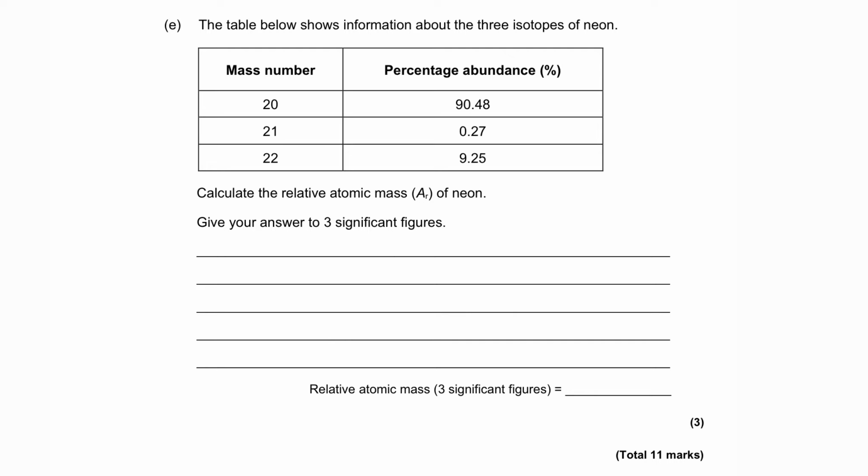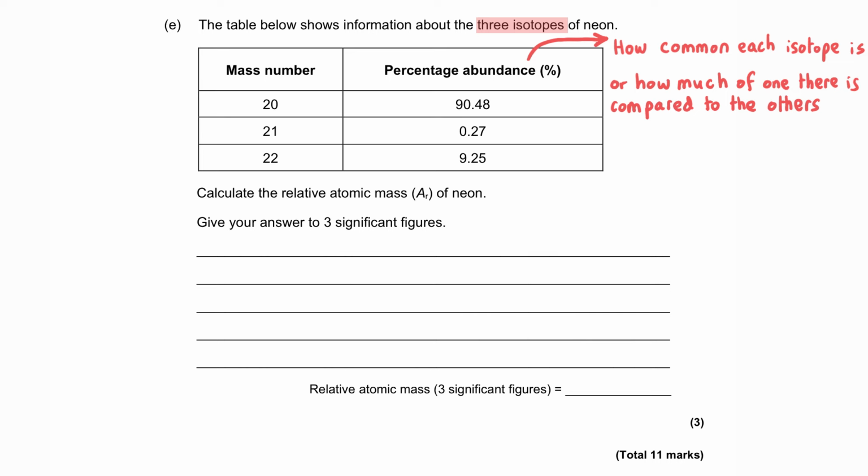The table below shows information about the 3 isotopes of neon. You can see that there are 3 isotopes of neon, each with 3 different mass numbers, 20, 21, and 22. And there are abundances of each of them given as a percentage. Mass number 20 has an abundance of 90.48, which means it is the most common, the most abundant of the 3 isotopes. Mass number 21 is 0.27%. Mass number 22 is 9.25%.